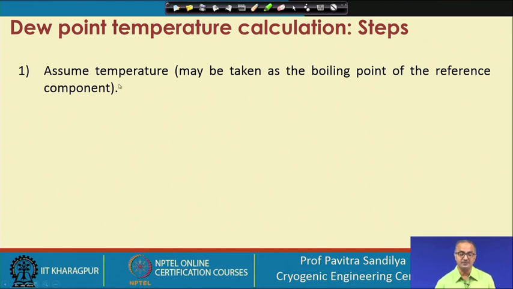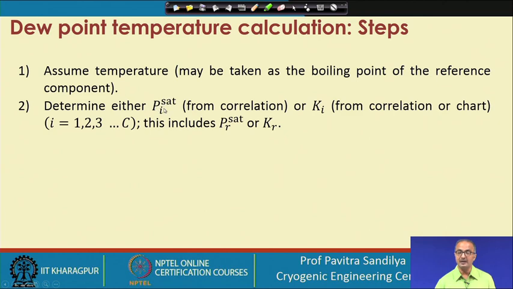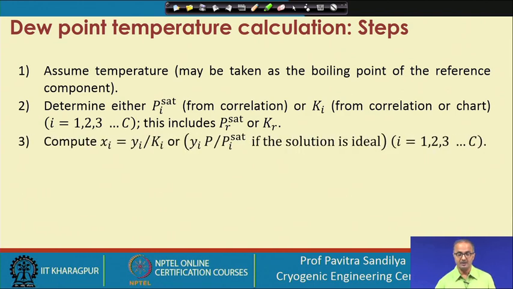Now we see the steps which are used to calculate the dew point temperature. Here we first assume the temperature. Again, this can be taken as the boiling point of the reference component, and we find the value of the Pi set from some correlation, or Ki from some chart or correlation for all the components at this assumed temperature, and this includes the values of the reference component as well. Now we compute the value of the Xi from this relationship for all the components, and then we add them up and find out whether it is matching with 1 or not.